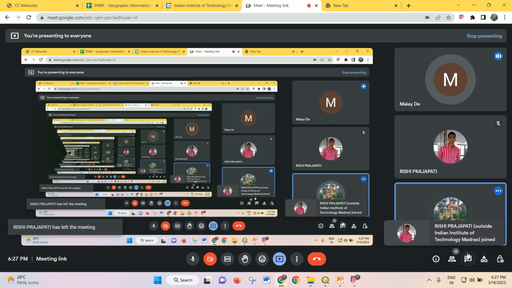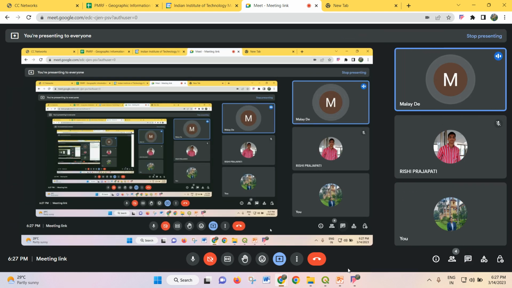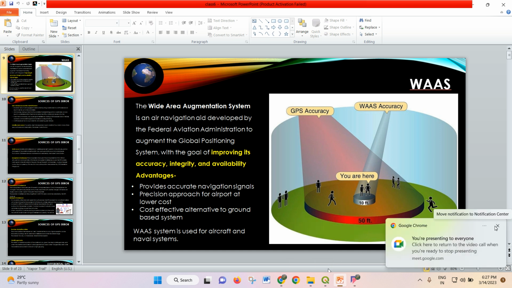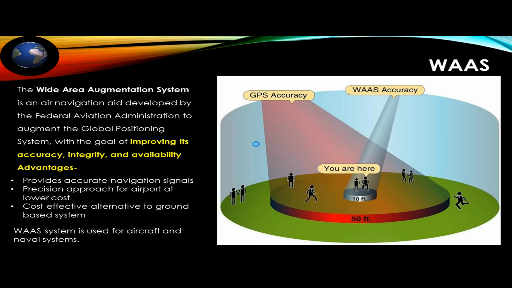Ma'am, sorry to interrupt. Ma'am, does WAAS depend on GPS accuracy? Suppose in our mobile phone we have ordinary GPS, and naval or army systems have WAAS accuracy GPS systems.